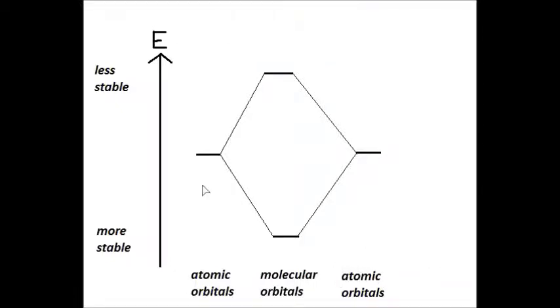We may even see graphical representations of these atomic orbitals. Here we're looking at hydrogen, so these are the hydrogen 1s orbitals. And we will also frequently see a graphical representation of the molecular orbitals, positioned in the middle of the diagram.